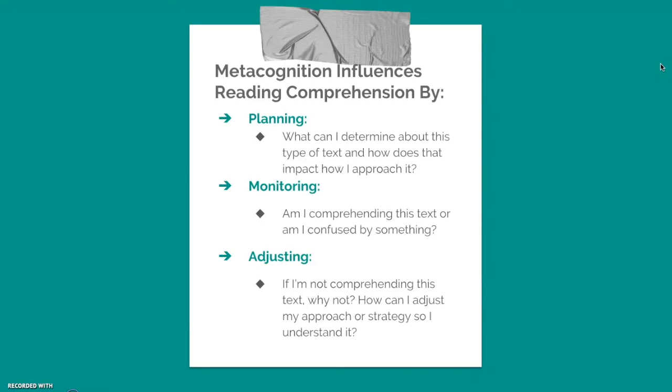So when we're adjusting, we're asking questions like, if I'm not comprehending this text, why not? How can I adjust my approach or strategy so I understand it? Adjusting strategies based on any confusion or lack of comprehension is kind of like the scientific method. The idea is that the reader attempts to approach a certain text in a certain way. When they come across a speed bump or something they don't comprehend, they need to think about if that impacts their ability to comprehend the text as a whole, and if so, what can they do about it?